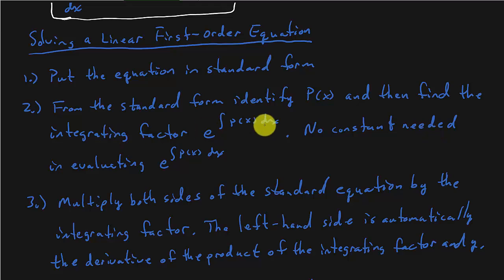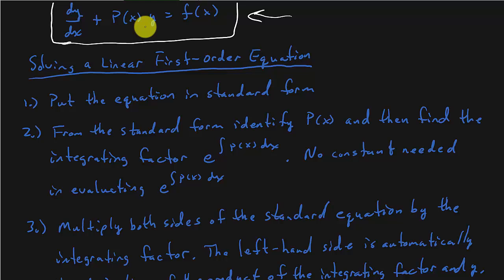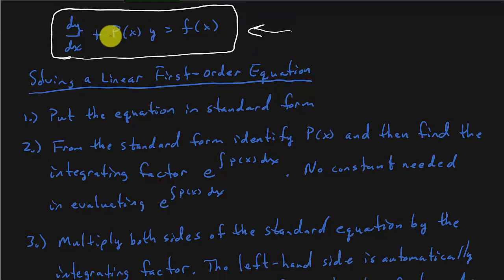From the standard form, identify p(x), which is just the term in front of y, and then find the integrating factor. The integrating factor is e raised to the integral of p(x) dx. So we're going to integrate this p(x) with respect to x, and that's in the exponent of this e term. No constant is needed in evaluating the integral of p(x) dx.